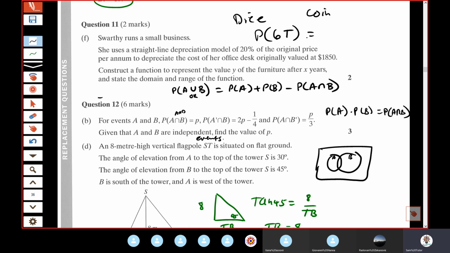Well, the way that would work is, you want a 6 and a tail. So what's the probability of getting a 6? The probability of a 6 is 1 out of 6 times the probability of getting a tail, 1 out of 2. So the probability of something and something is equal to the probability of one event multiplied by the probability of the other event. Probability of A multiplied by probability of B.